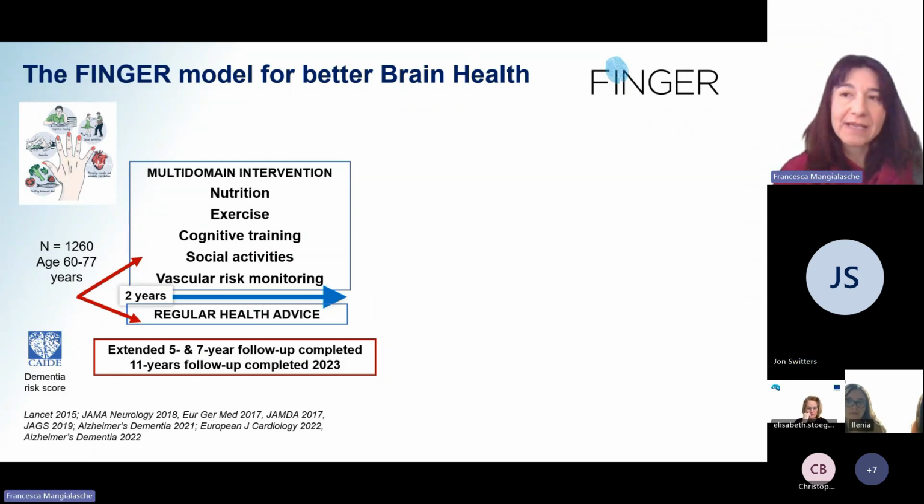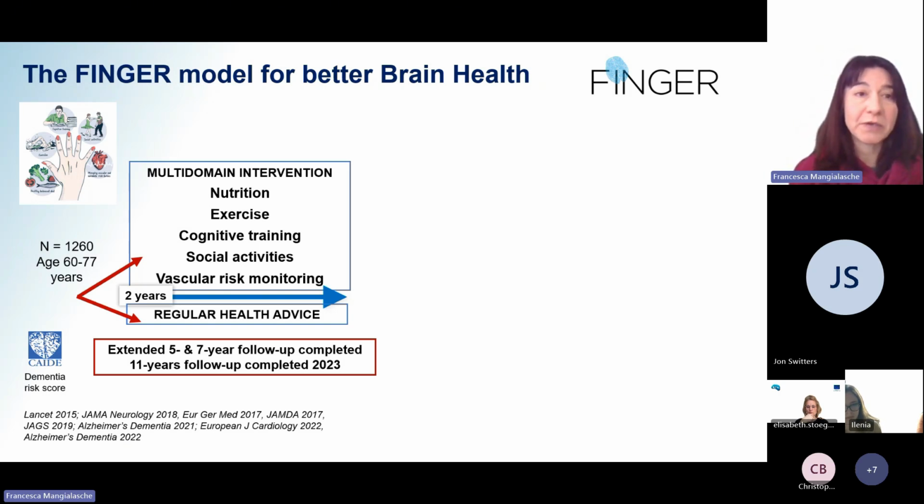So in the FINGER trial, we had both group-based and individual-based sessions. The individual-based sessions were used to help people tailor the intervention. The group-based sessions were enabling social activity. The intervention lasted 2 years, but extended follow-up at 5, 7, and 11 years has been completed. And there are two main goals of this: to understand if people in the long term keep up with the healthy behavior that they have been coached on, and what the long-term consequences are.